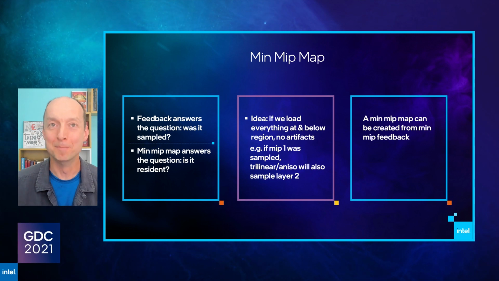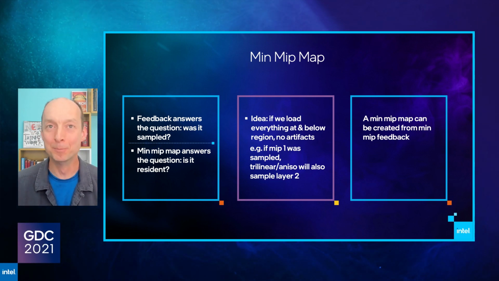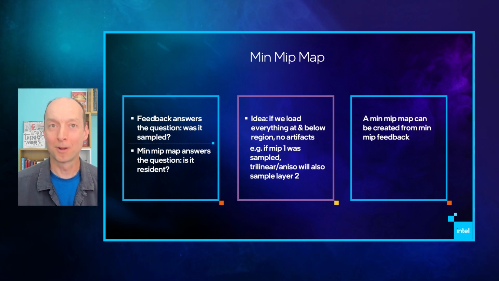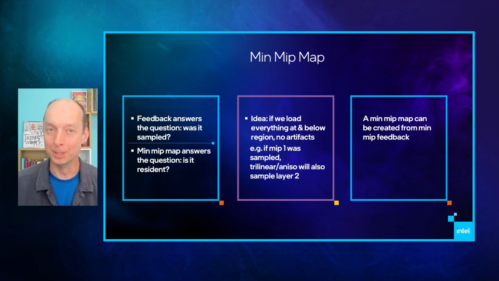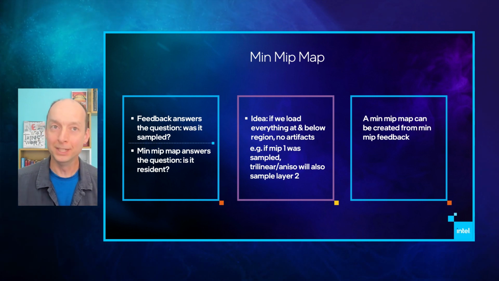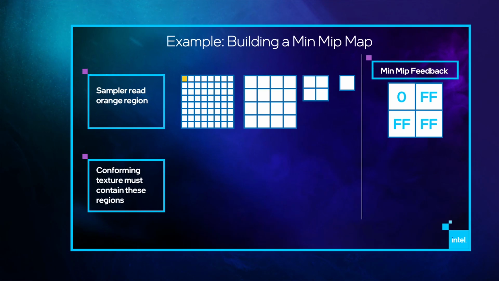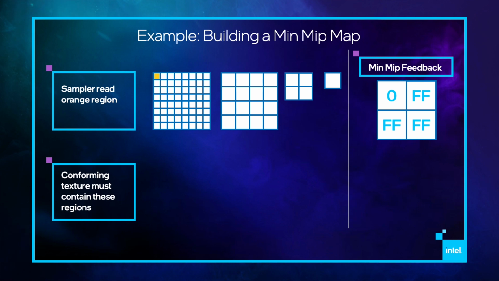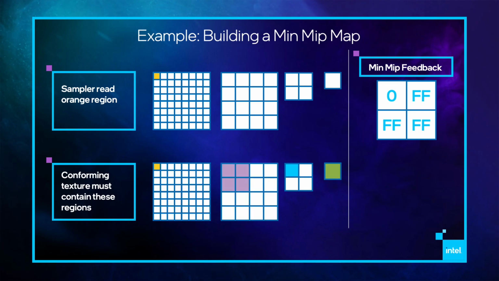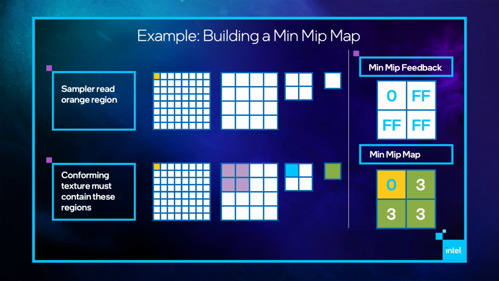Each texel of a min-MIP map contains a number representing the minimum MIP resident in that region. If we load the texels for that region and corresponding regions of every lower resolution MIP below that region, we won't have any artifacts from anisotropic or trilinear filtering. In this case, of course, the regions correspond to reserved resource tiles. The application then loads tiles corresponding to min-MIP feedback, 3, 2, 1, 0. The result is a min-MIP map, which the application uploads to the GPU to use as a sampler clamp, so the application only samples from resident tiles.